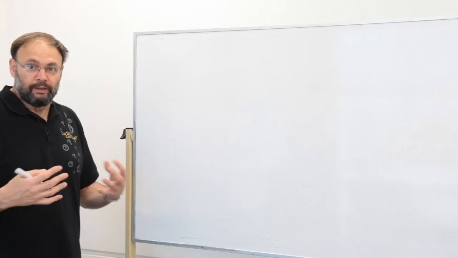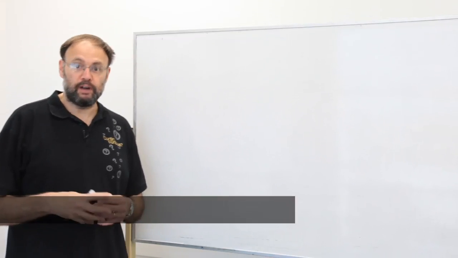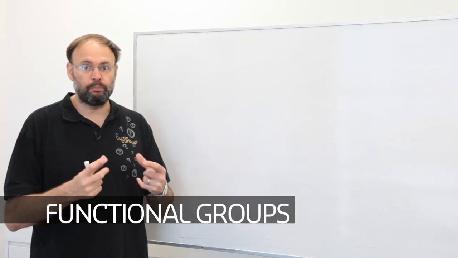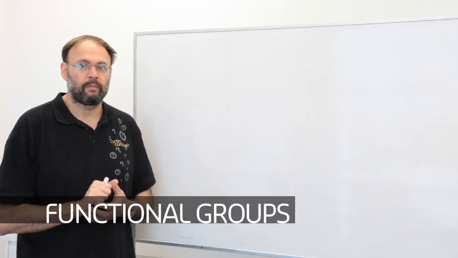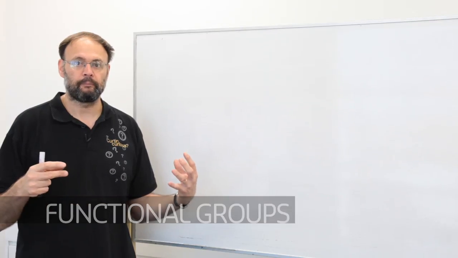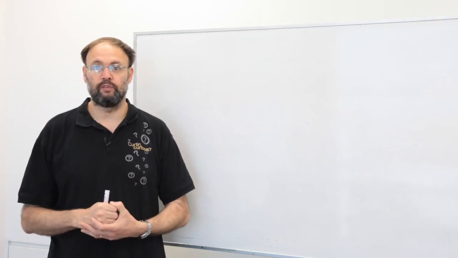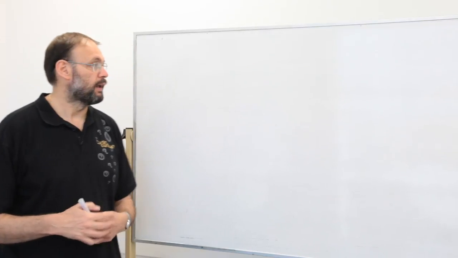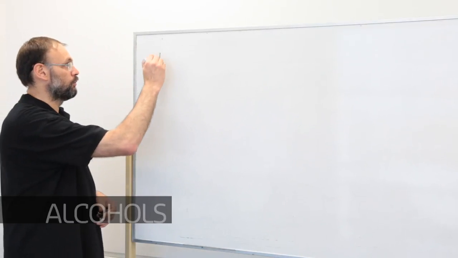Okay, now I would like to consider the functional groups in organic chemistry. The functional groups are the reactive portions of organic molecules. Now, the alkanes can be thought of as the framework that holds the functional groups together. There are a series of important functional groups that you will study in your Year 12 chemistry. One of them is alcohols.